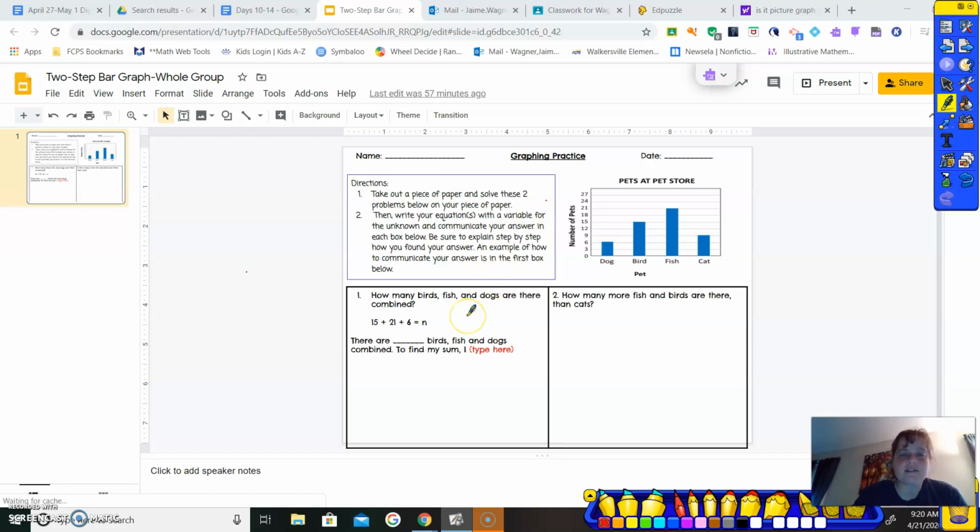So we have this question that says, how many birds, fish, and dogs are there combined? Well, we see that word combined, and I'm going to grab my little highlighter here. Combined. Boy, that doesn't look like a highlighter, does it?